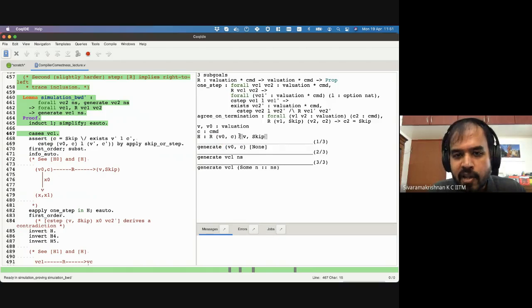I only know something about the right hand side. I don't know anything about the left hand side. So this is where the totality property comes in handy. So what do you actually know, right? What do you actually know about V0C? We know that it is total.